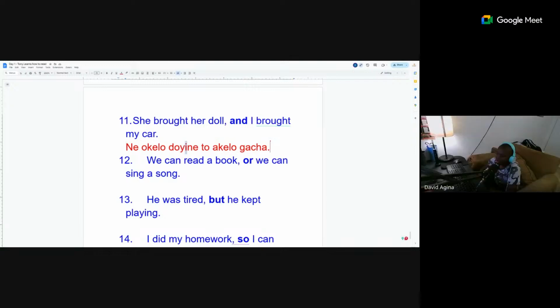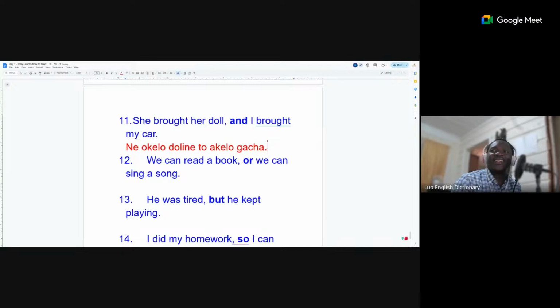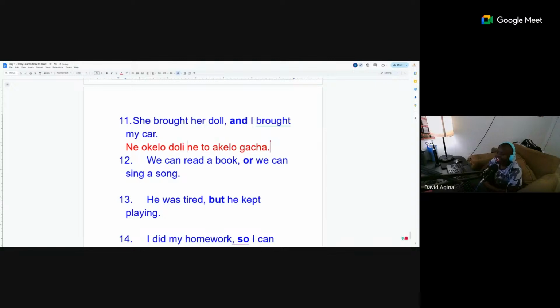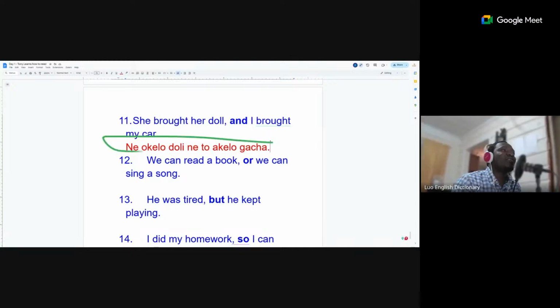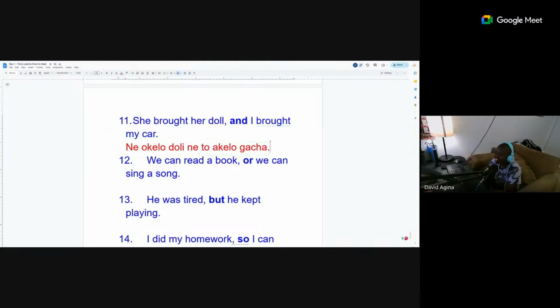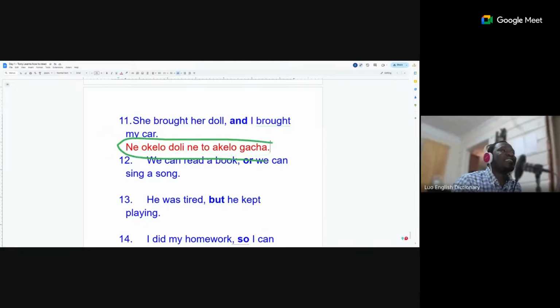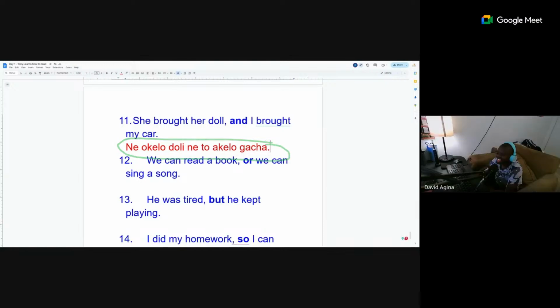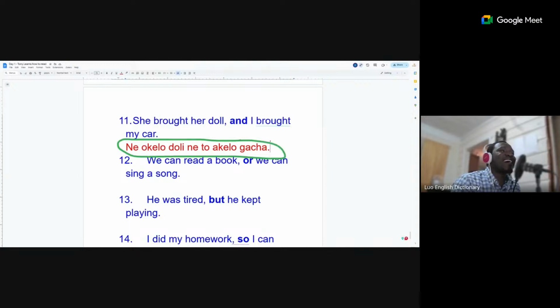Doline. No. Doli. Ne okelo doline to akelo gacha. Gacha. Not gacha. It's basically the same thing. I don't see a difference. No, it's the intonation. You have to say gacha, not gacha. Yes, gacha.